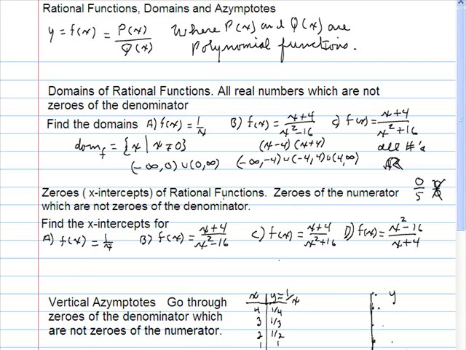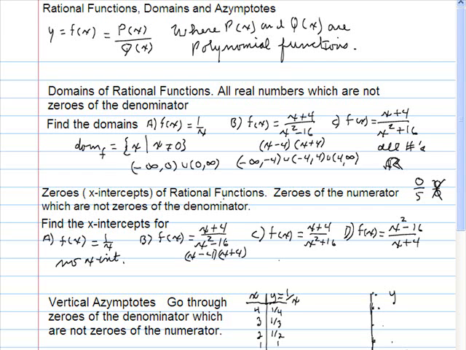This one cannot have a 0 because the numerator cannot be 0. No x intercepts. 0 is the same as your x-intercept. Let's take a look at the second one. Can you have a 0 of the numerator which is not a 0 of the denominator? Well, the denominator is x minus 4 times x plus 4. So the only 0 of the numerator is also a 0 of the denominator, and that's negative 4. And if I let x be negative 4, I don't get 0.